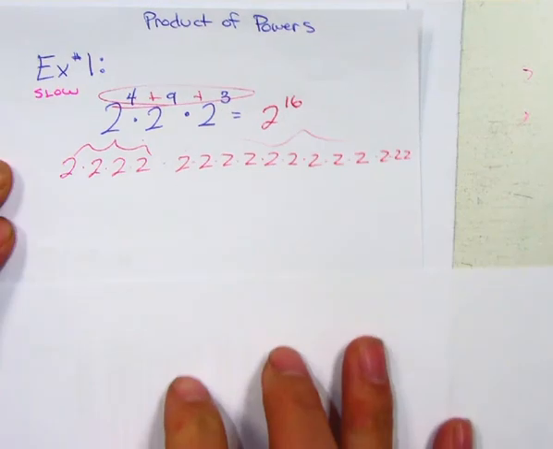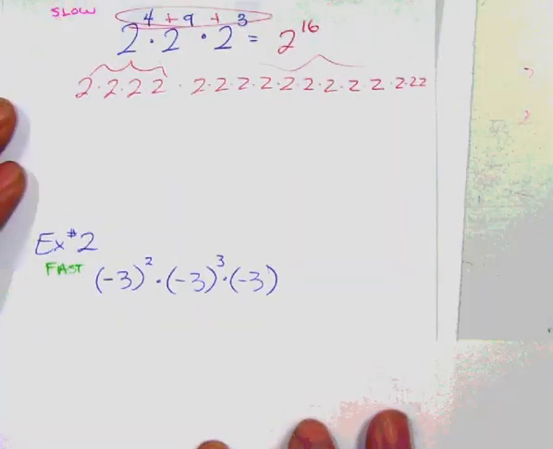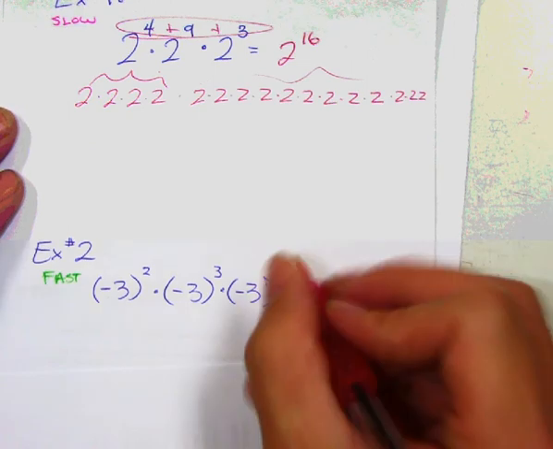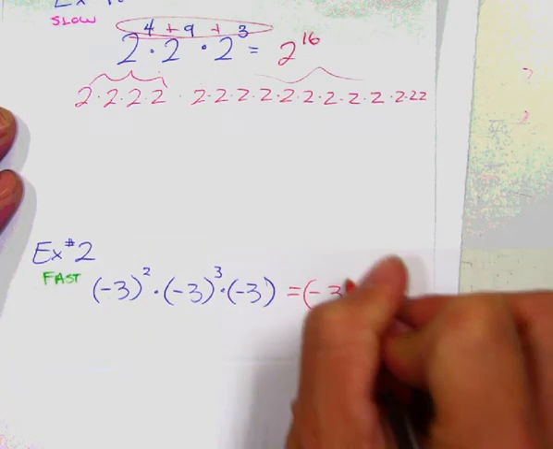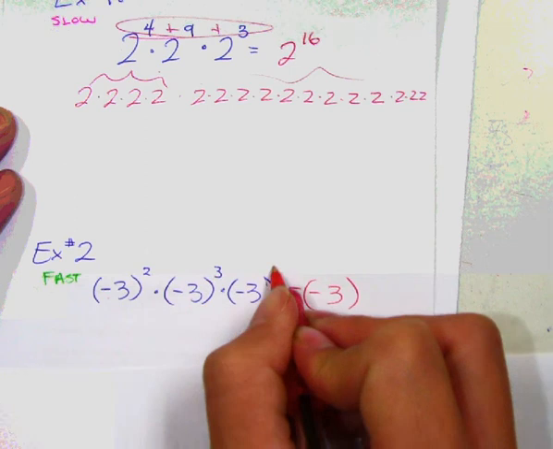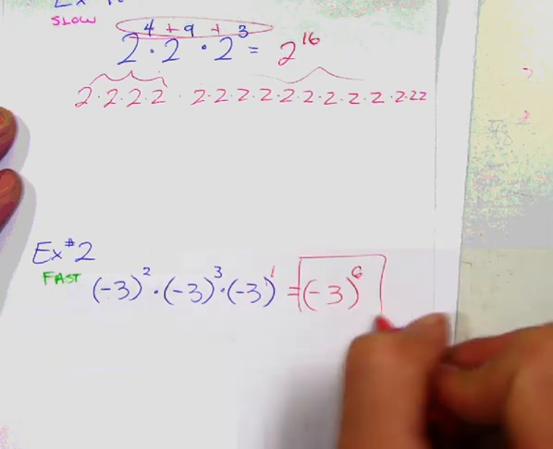All right, so now I'm going to do that even faster for the second one. Let's go. They all have the same base, so my answer is -3. 2 plus 3 plus 1 gives me 6. And there's my answer there.